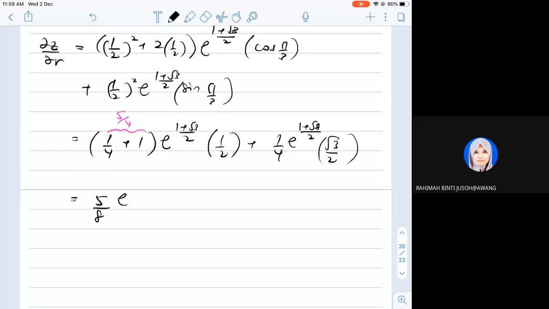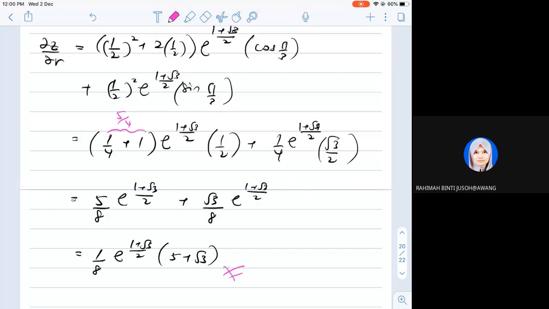8, exponent 1 plus square root 3 over 2, and then plus square root 3 over 4 times 2 is 8, exponent 1 plus square root 3 over 2. Or we can say that if I take out 1 over 8 exponent 1 plus square root 3 over 2, 5 plus square root 3, something like this. Okay, so that's the answer. Okay, did you understand guys?